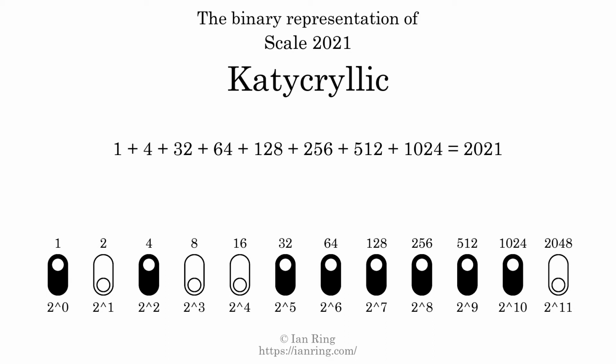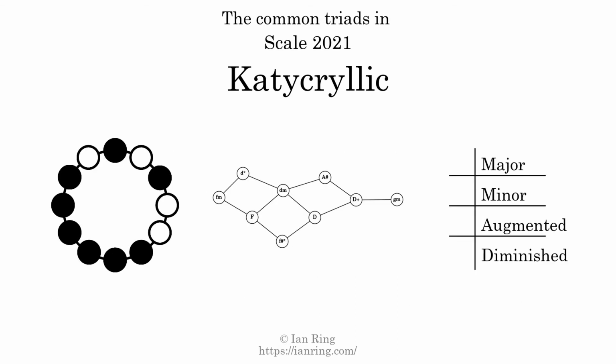The scale number not only enumerates the scale with a unique index, but it also literally describes the tonal content of the scale. Represented as a binary number in base 2, the scale number is 0111111000101. Here are the common triads present in this scale.